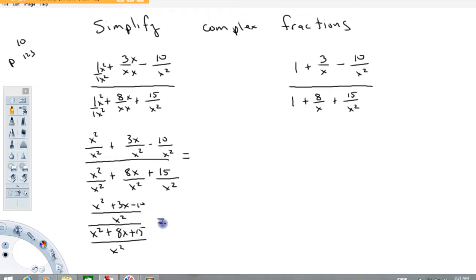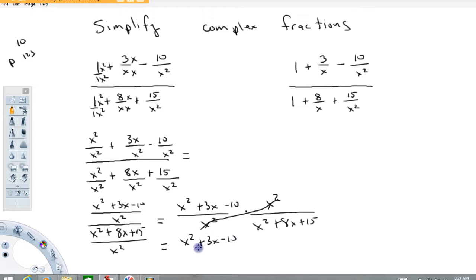Equals. And I'll go ahead and write this line out: x squared plus 3x minus 10 over x squared. Now, when you take a fraction and divide by another fraction, that is equivalent to multiplying by the reciprocal of this bottom fraction. So that's going to be x squared over x squared plus 8x plus 15. And you'll notice that these reduce, leaving us with x squared plus 3x minus 10 in the top, x squared plus 8x plus 15 in the bottom.